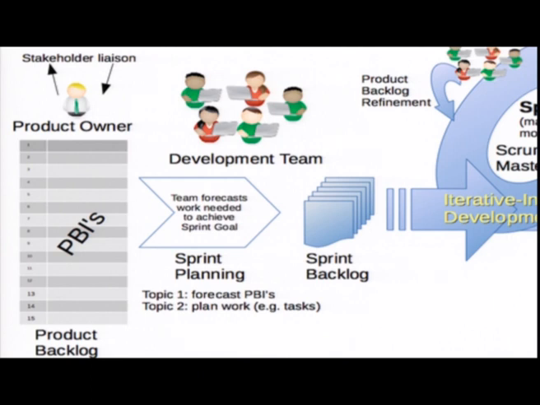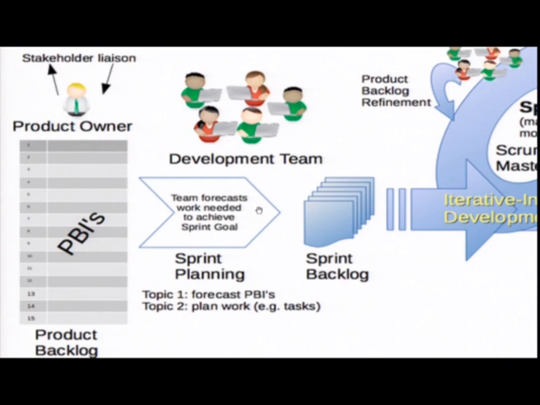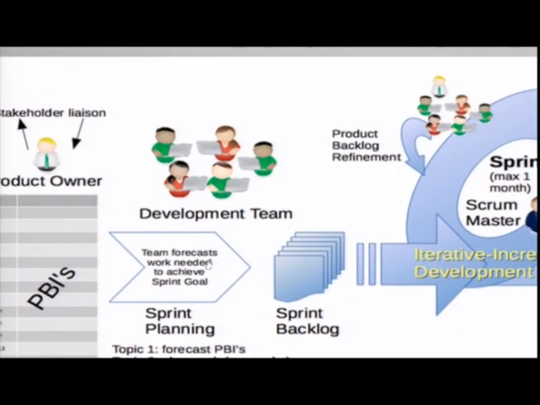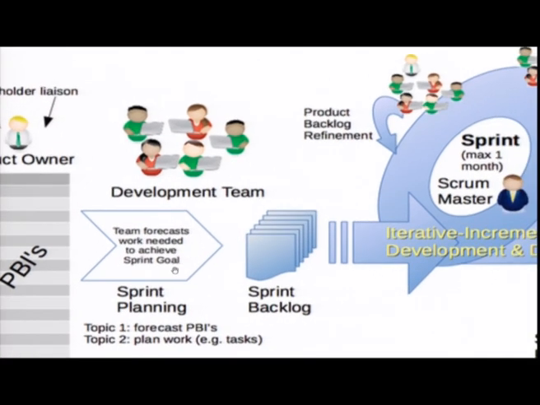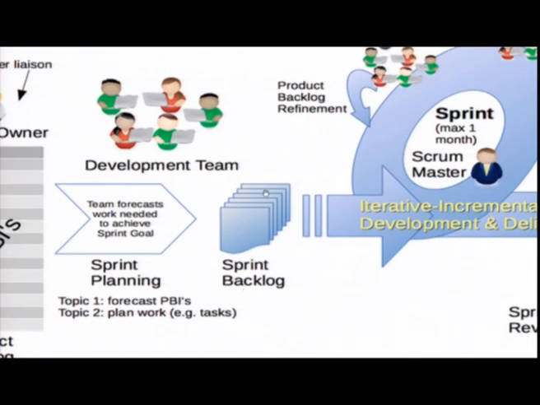Storyboard is also called the Scrum board. Kindly make a note of these terminologies. Storyboard is also called the Scrum board. A bigger story you call an epic. When you break it down, it is called user stories. Then you have a development team. The team forecasts the work that is needed to achieve a sprint goal. At the end of a 15-day or 30-day duration, you are supposed to deliver a minimum marketable feature, MMF, to the client.